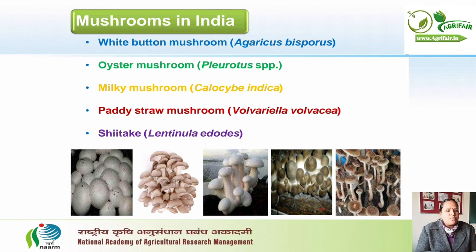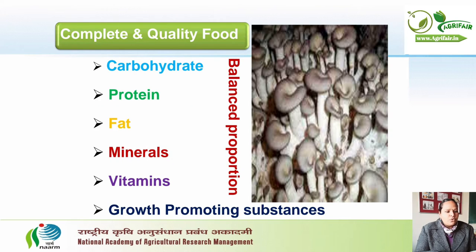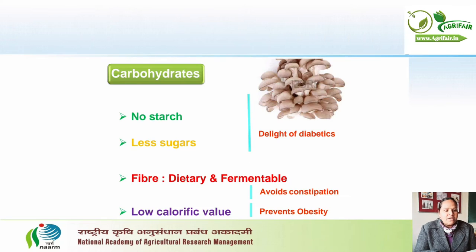Now, mushroom is known as a complete and quality food and a balanced diet. It contains carbohydrates, proteins, fat, minerals, vitamins and growth promoting substances. The carbohydrate contains no starch and less sugar, which is very delightful for a diabetic person. Fiber, it contains dietary and fermentable fiber, and low calorific value, which helps avoid constipation and prevent obesity.